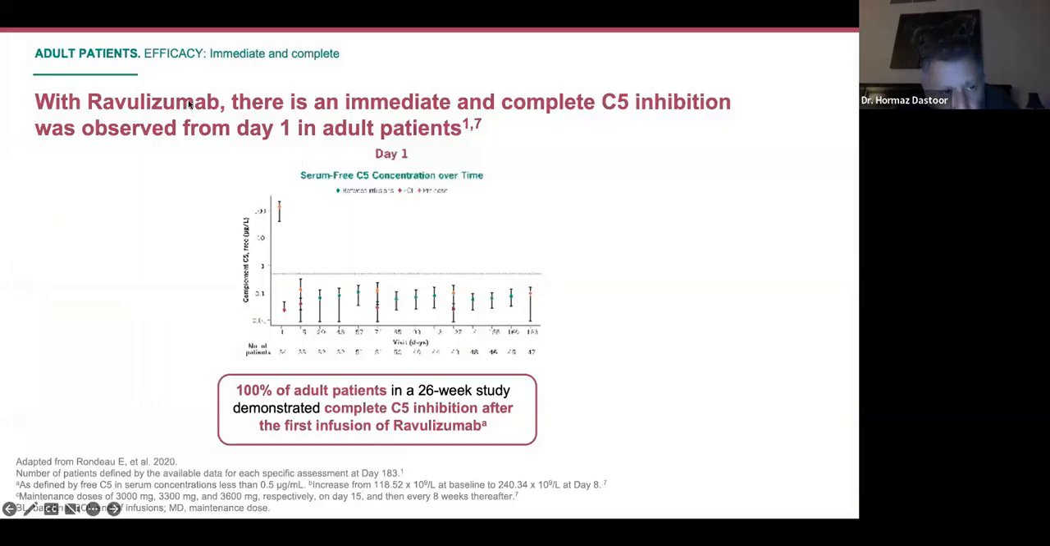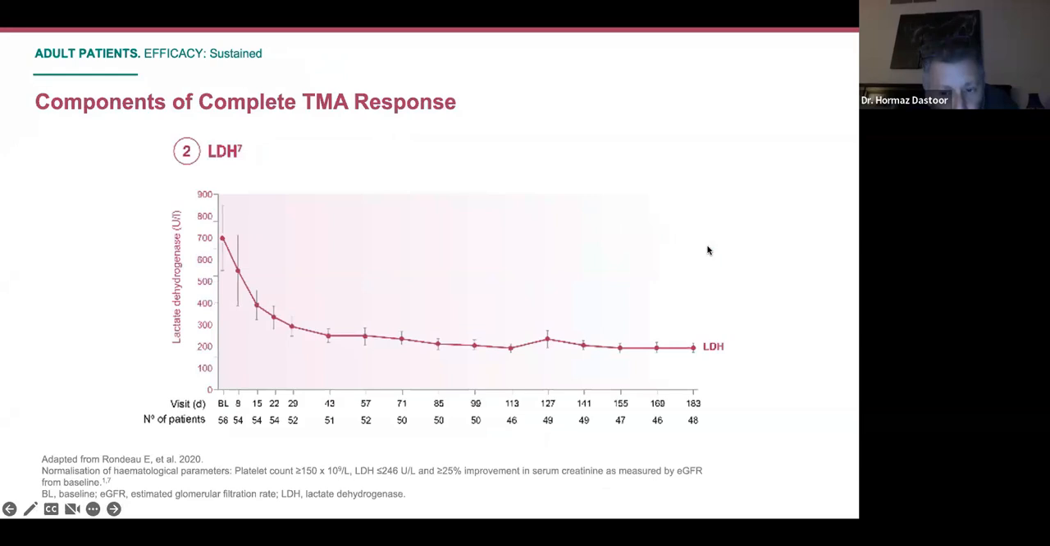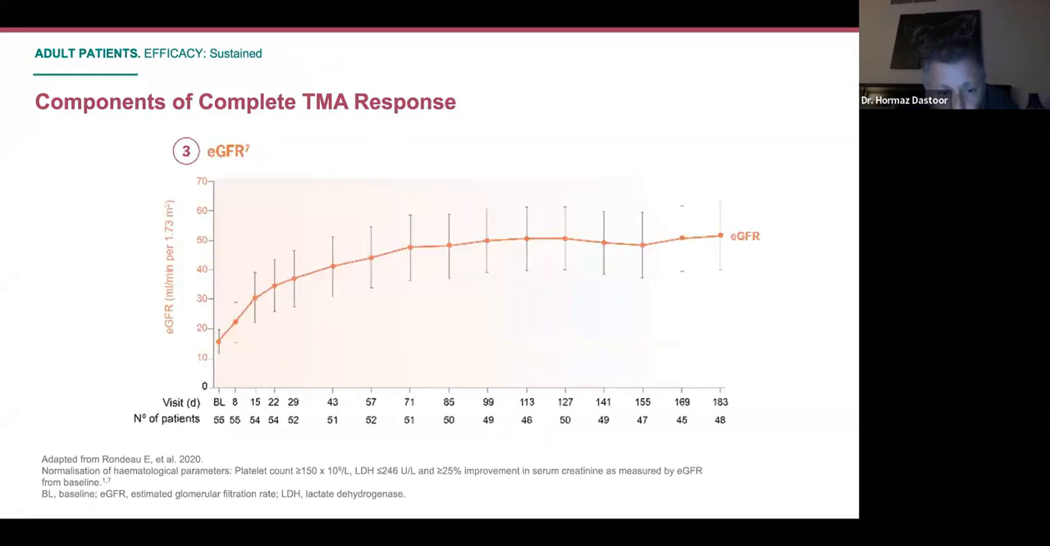As soon as you inject ravulizumab, within a day or two, the complement factor 5 levels have decreased. You can see the response of the patient within around a week. The platelet levels are going up and they are sustained. The LDH levels are dropping immediately, and the patient's eGFR is also improving.